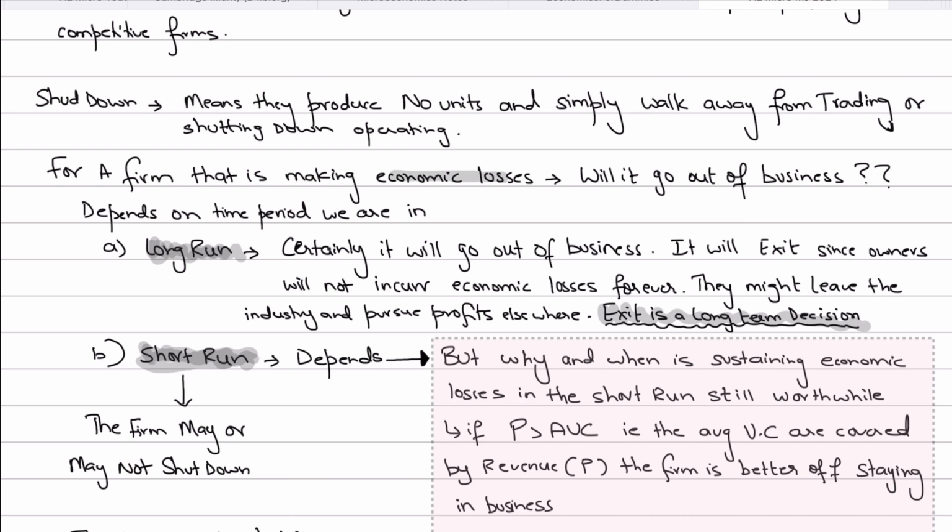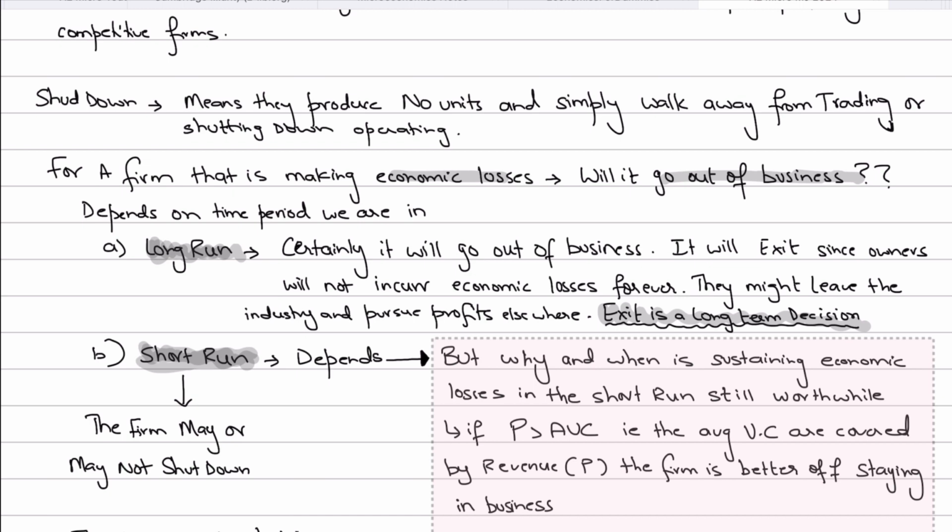So remember that now the economic question that arises is, for a firm that is making economic losses, right? Will it go out of business? Will it shut down or will it exit? What's going to happen? When you're saying here, will it go out of business, it means will it shut down, right? As we said, exit will happen in the long run. In the short run, we need to decide whether we need to shut down, suspend production, or what.